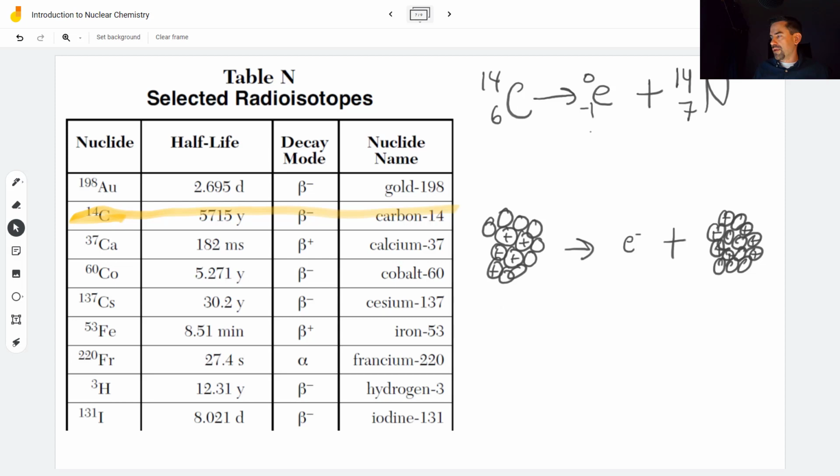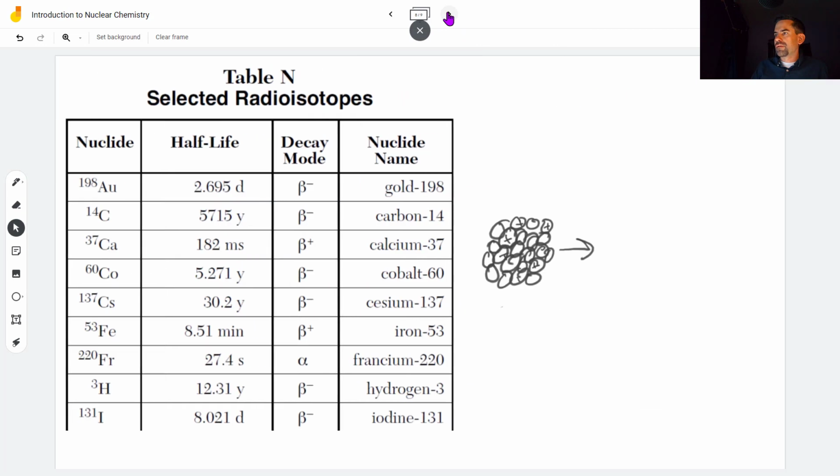So nitrogen is there. And what happened here exactly? Well, a neutron turned into a proton, and in the process, it spit out an electron. So the neutron, which has 1 mass and no charge, became an electron and a proton, like this. That's what really happened inside. So this is a beta decay.